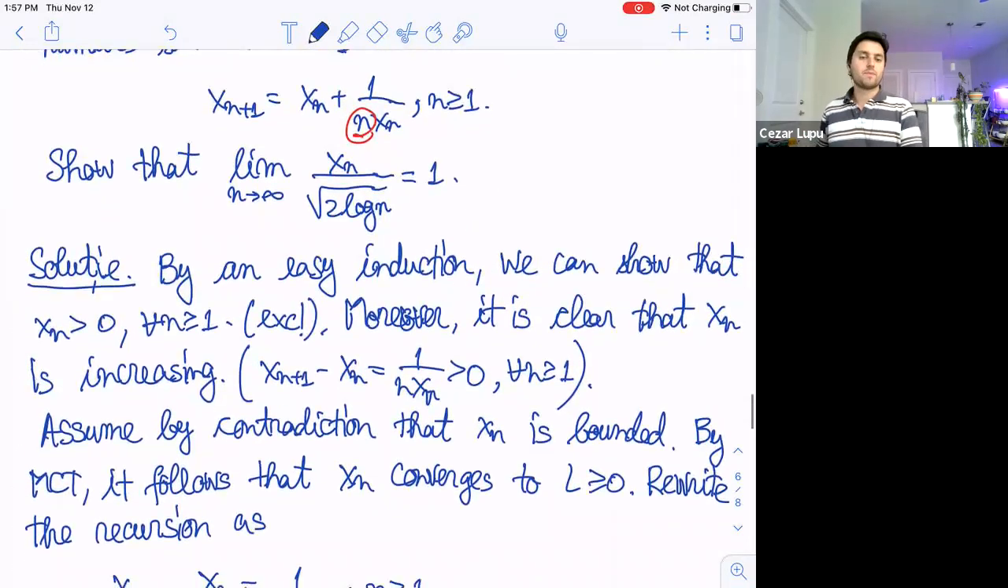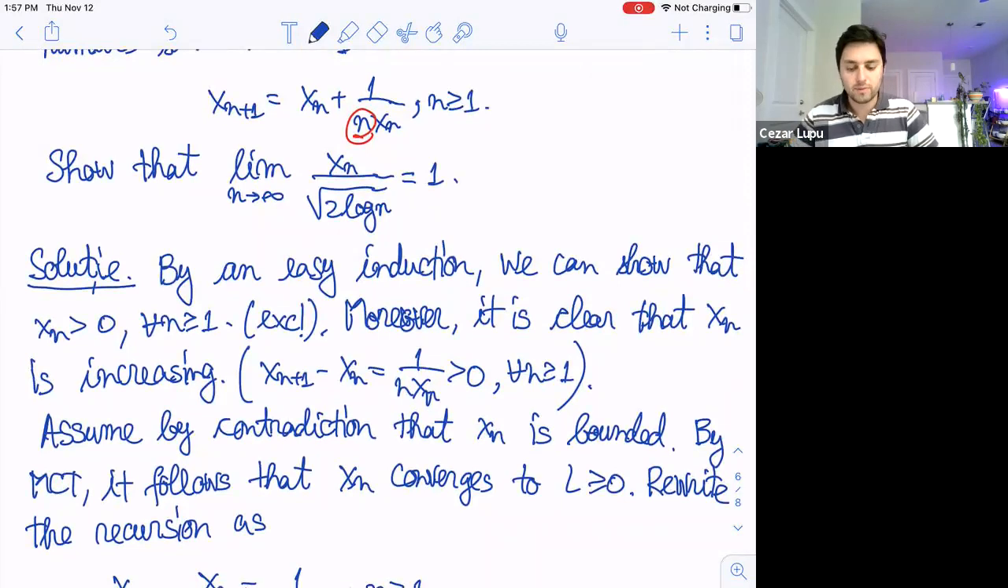You see here, look back at the recursion. So we would like to prove this limit.